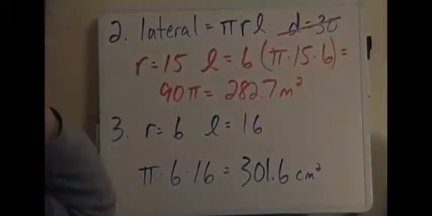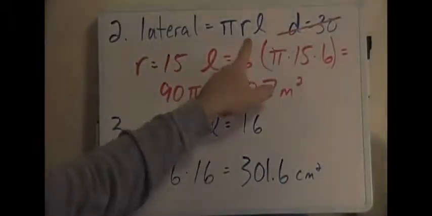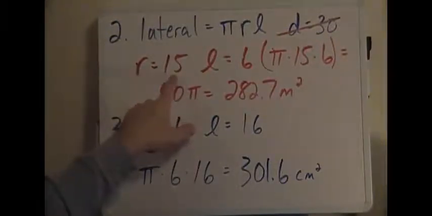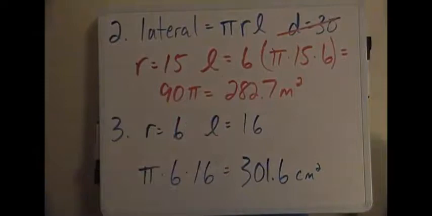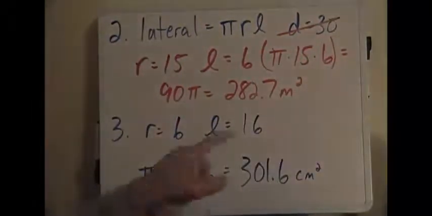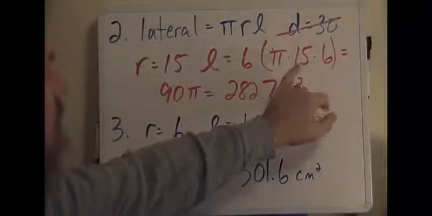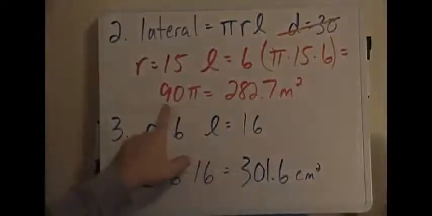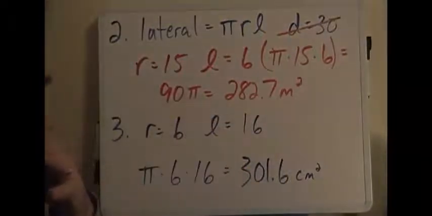Problem number 2. Again, it's lateral, pi RL. But they give us a diameter of 30, so we reduce it to a radius of 15. The slant height is 6, so it's pi times 15 times 6. You can do the 15 times 6. 10 times 6 is 60. 5 times 6 is 30. 60 and 30 is 90 pi. 90 pi in the calculator is 282.7 square meters.